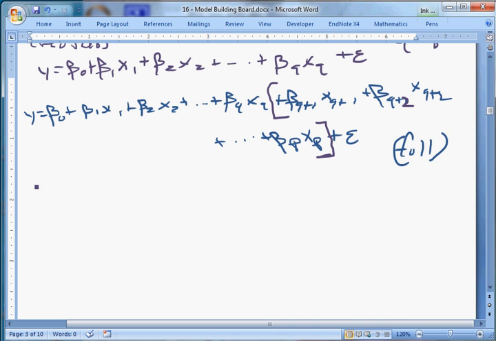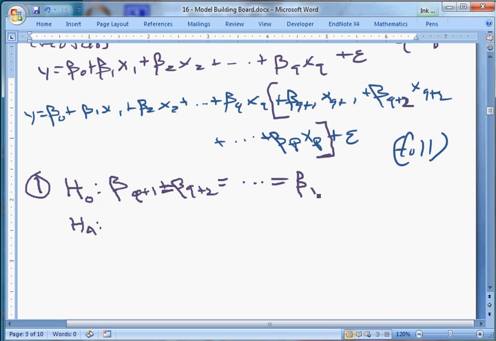All right, now putting on our hypothesis testing hats, we have the 5-step process. The first one is to formulate our hypotheses. As always, our null hypothesis goes first, and we have an alternative. Our null here is that these don't matter. Beta q plus 1 equals beta q plus 2 equals dot dot dot equals beta p equals 0, which is to say that all the new coefficients are 0, which is to say that none of the new regressors have any relationship with y.